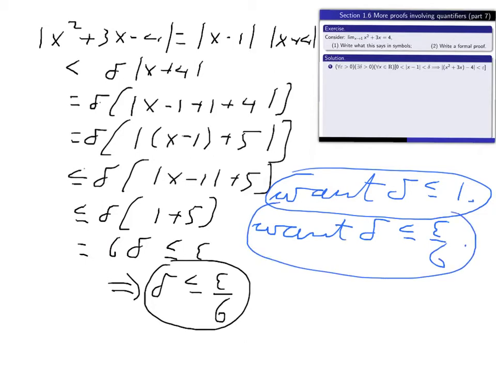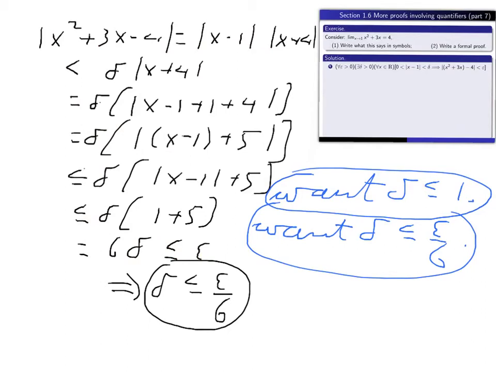So if I have these two properties, then all of this string of inequalities will work, and I will be able to deduce that this thing is less than or equal to epsilon, or is less than epsilon. Okay, so all I have to do is choose my delta so that both of these things happen. And of course, in addition, delta should be a positive number.